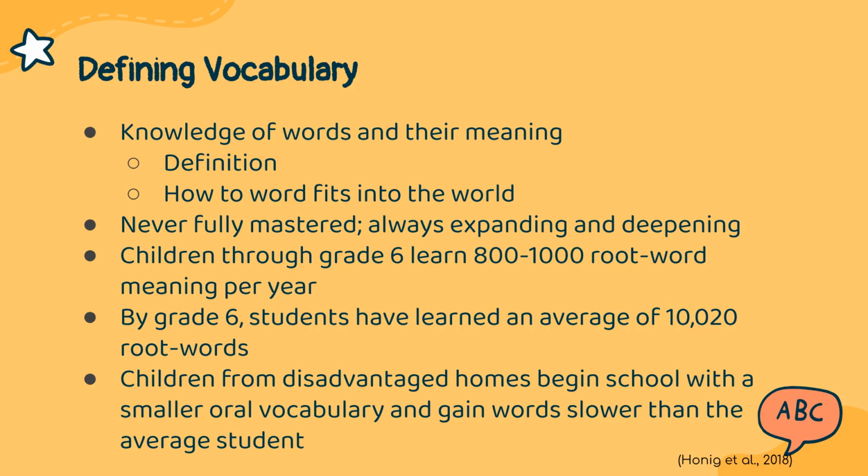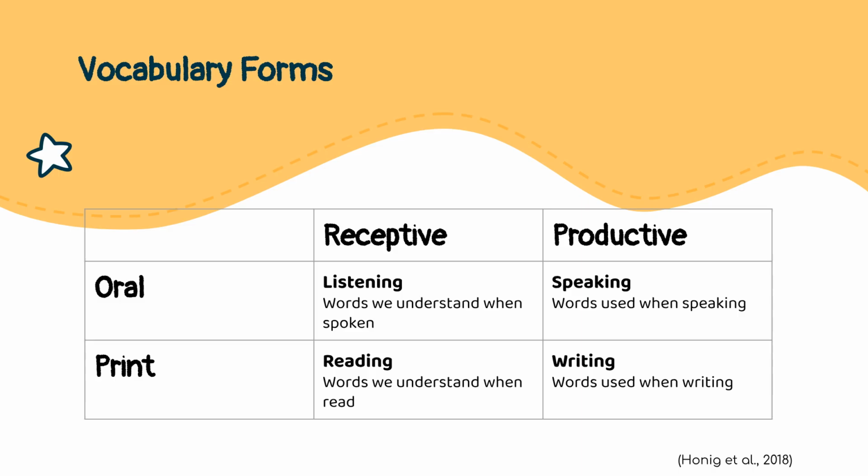Children through grade 6 will learn 800 to 1,000 root words each year. And by grade 6, they will on average have learned 10,000 root words. Children from disadvantaged homes begin school with a smaller oral vocabulary and gain words much slower than the average student. So, these are the students that you really want to keep an eye on when you are discussing vocabulary.